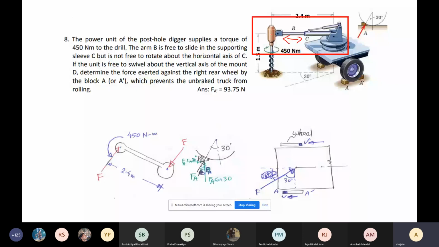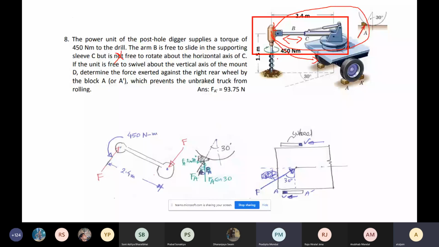Therefore, I'm saying that there is going to be a counter couple to this force. If it was free to rotate, then this counter couple due to F would not be there. The fact that it is not free to rotate, that's why I'm having a counter couple. It cannot rotate like this. From the top, let us say you took a drone photo, from the drone view, it could not rotate in that plane.